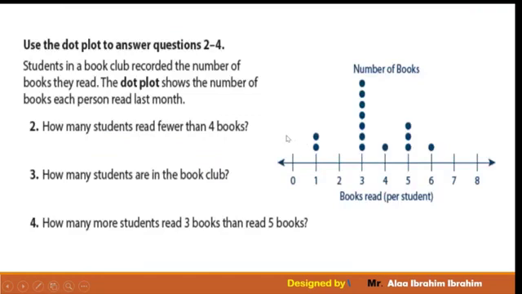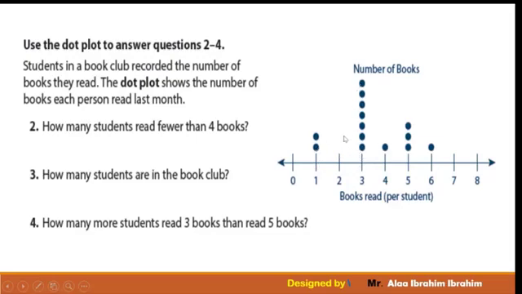But we have another type, the dot plot. I give you the dot plot as a number line like this, and dots mean the number of books or students dealing with these books. So how many students read fewer than 4? This is 4. Fewer means less. So something here is less than 4, this and this. So I have to count all the numbers of the students here.